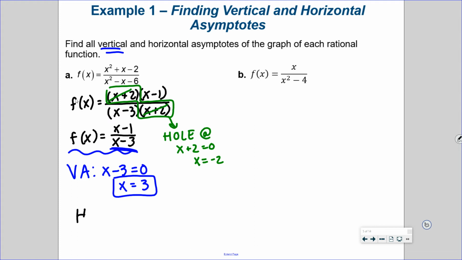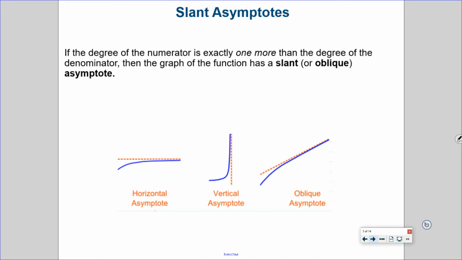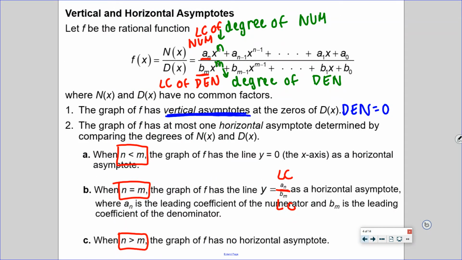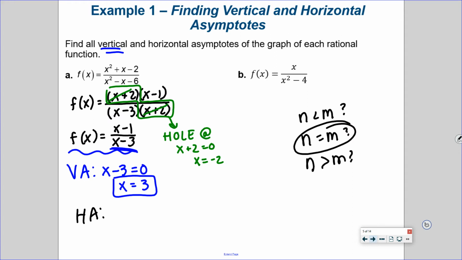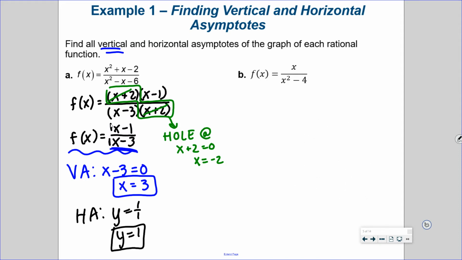Horizontal asymptote. I have to look. Is my degree in my numerator less than my degree in my denominator? Are they the same? Or is my degree in the numerator greater than? They're the same. So what we do in that case is we divide our leading coefficients. Here my leading coefficient is 1. Here my leading coefficient is 1. So there's a horizontal asymptote at y equals 1 over 1, at y equals 1. When you get to calculus, you will talk about why that works. But that's not for today.